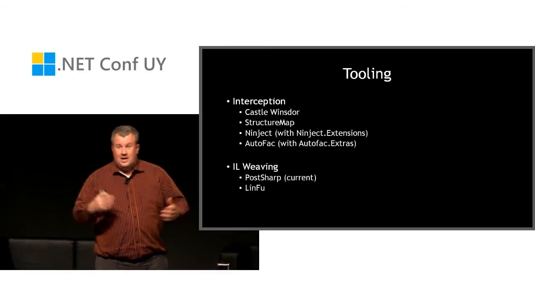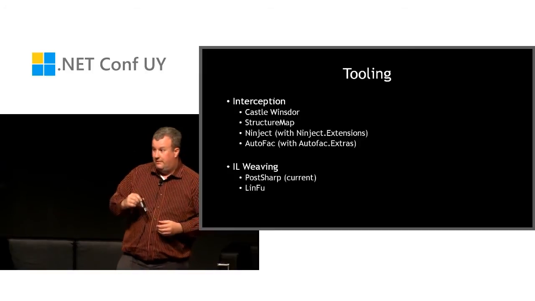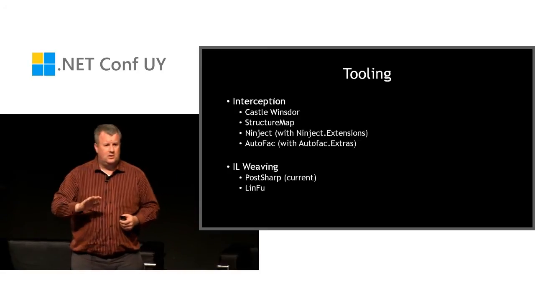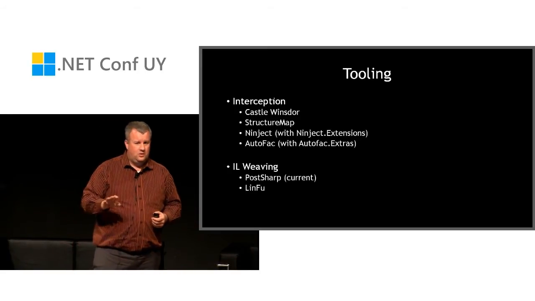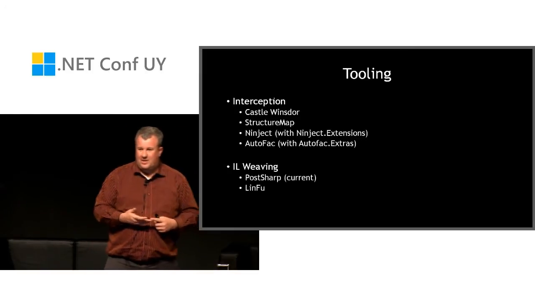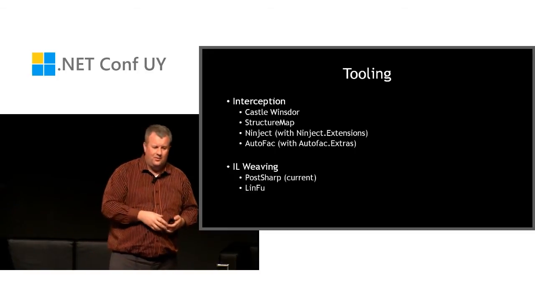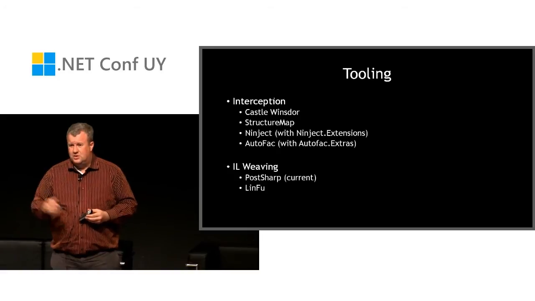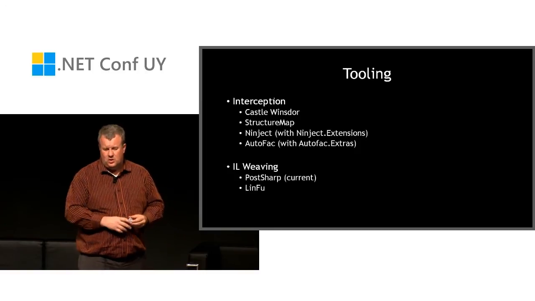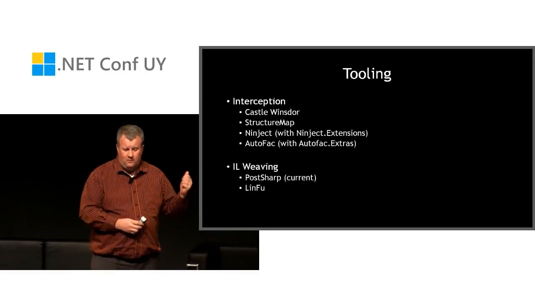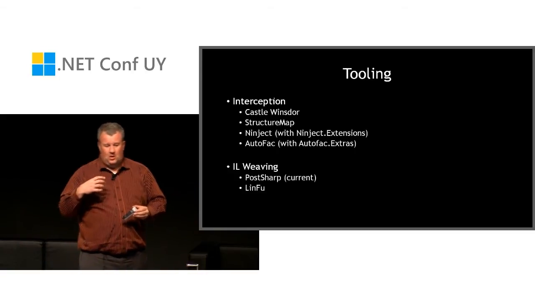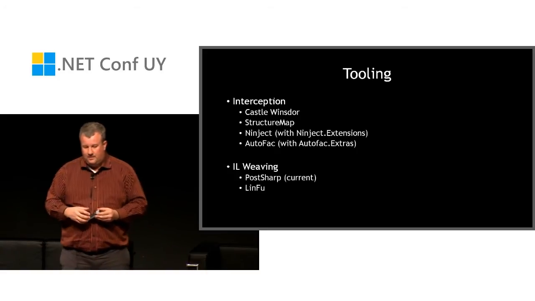So when we've got these two different kinds of AOP, we need to look at what tools are available for them. For interception, we're tied to IOC containers. How many people here are using IOC in their code base? Fair number of you? Few of you? So if you've got IOC, you're probably using something like AutoFac or Ninject, maybe StructureMap, possibly Castle Windsor. It's a little old now, though. There's a few other ones as well. Some of the IOC containers don't support aspect-oriented programming, interceptors all that well. These four definitely do. I've used all four of them on different projects, and they all work fine.